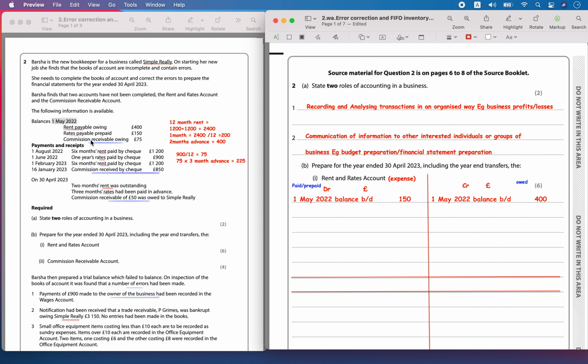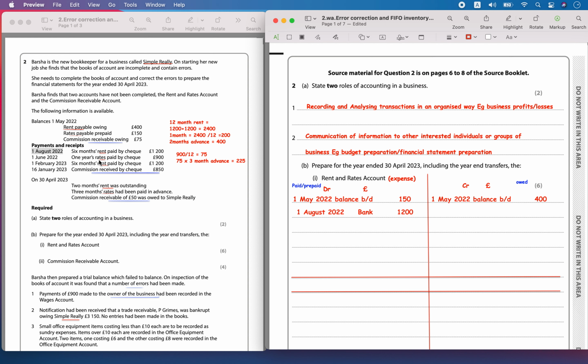Next we have 6 months rent paid by check. So on the 1st August they paid by check, so that is going to be here. So 1st August the bank will be equal to 1200. So let's write that, 1200.